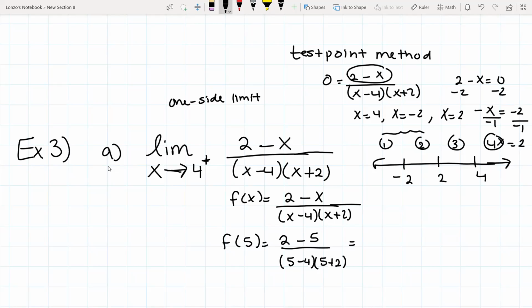So 2 minus 5 is -3. And then 5 minus 4 is 1. 5 plus 2 is 7. So you would get -3/7.